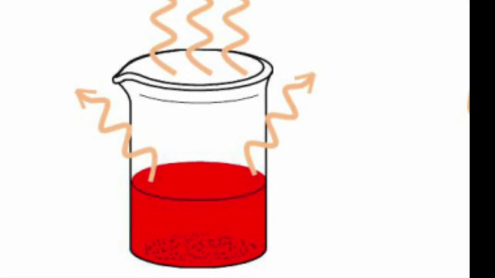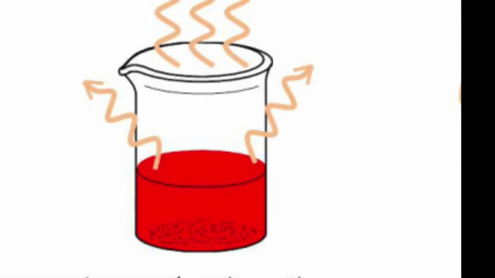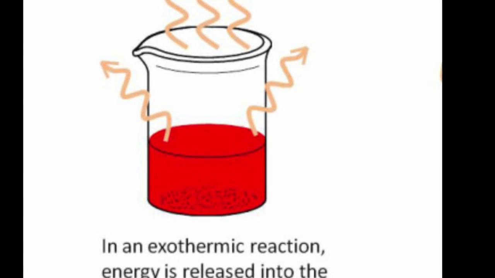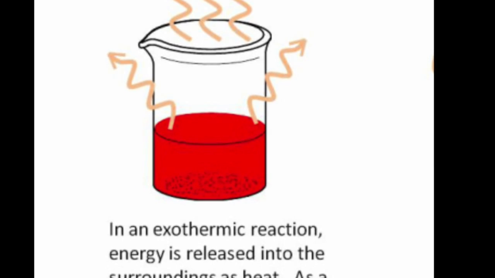Exothermic reactions. This is when heat is given off during the reaction. Freezing is an example of an exothermic reaction because heat is removed from the substance and then goes into the atmosphere.